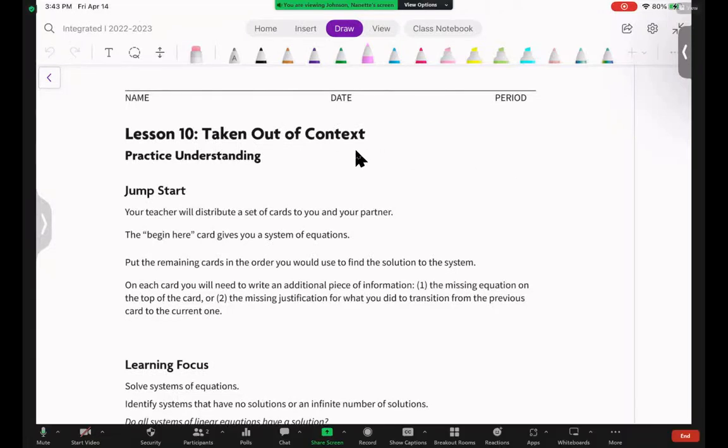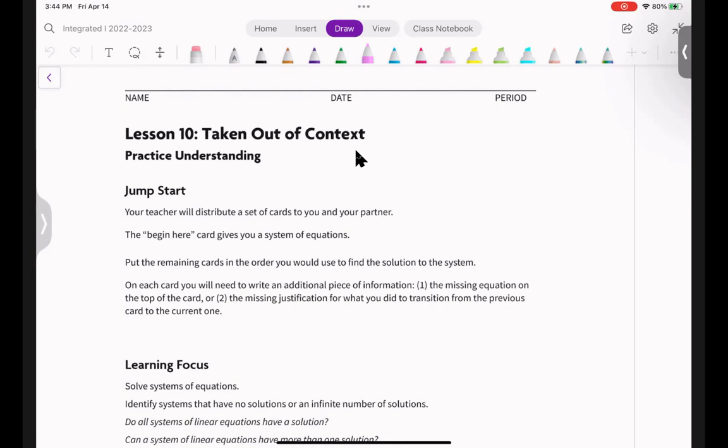Okay, so we are going to move on to our last lesson of this unit, and it's called Taken Out of Context, and it's 5.10. So we're going to be practicing here. So far, you've learned how to solve a system of equations by graphing, by substitution, and by elimination. And we're putting those all together to look at a couple of things like which systems are easier to solve which way. And then also there's a couple more new ideas that will come out in this lesson.